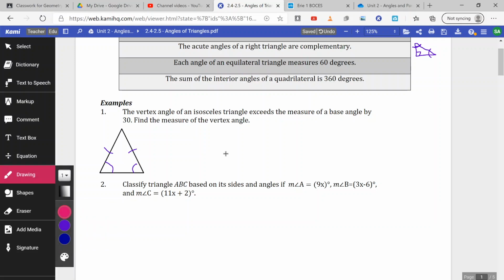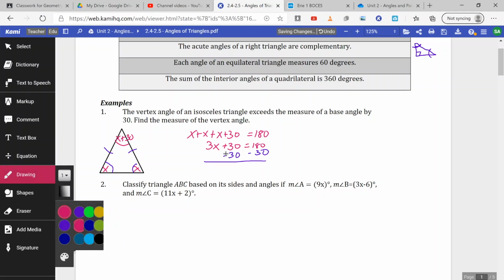Since we don't know what they are, we always use x. So the base angle is x. That means this base angle is x. And then this angle is 30 more, so x plus 30. And we know if I add up all three angles, x plus x plus x plus 30, I'm going to get 180. Combine our like terms, we have 3x plus 30 gives me 180. I'll subtract 30 from both sides.